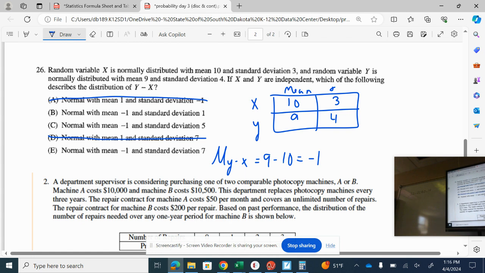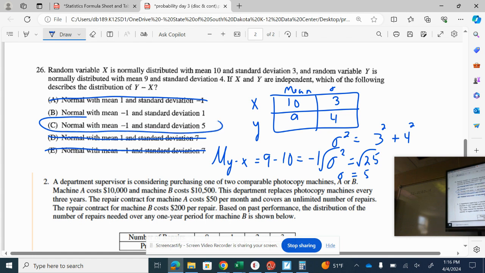But the standard deviation, when you're doing random variables, the variance adds. This is not the variance. So if we put a standard deviation of 7, we're incorrect. It's not 7. It's 3 squared plus 4 squared, and that equals the variance. 3 squared is 9, plus 4 squared is 16, so that's 25. We take the square root of 25, and our standard deviation should be 5. Variance always adds.